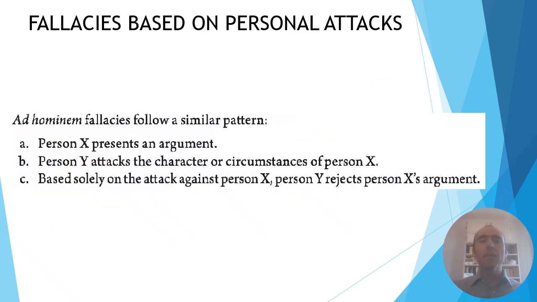Ad hominem fallacies, both abusive and circumstantial, follow a similar pattern. A. Person X presents an argument. B. Person Y attacks the character or circumstances of person X. C. Based solely on the attack against person X, person Y rejects person X's argument.